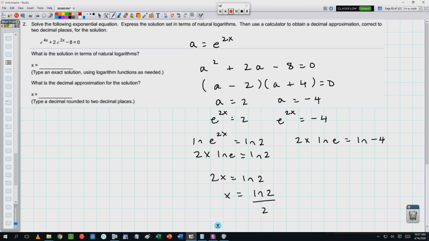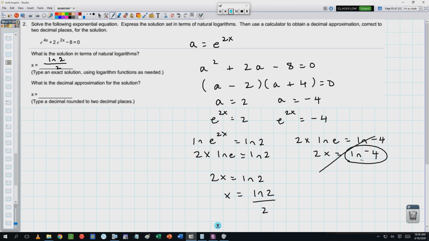This is going to be a problem here. 2x is equal to, your natural log of e becomes a 1, it goes away. And this is impossible to work because there is no power that would turn the e here into that negative 4. So this wouldn't work. So our exact solution is the natural log of 2, all of that over 2.